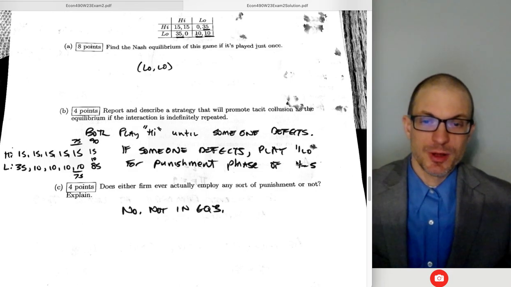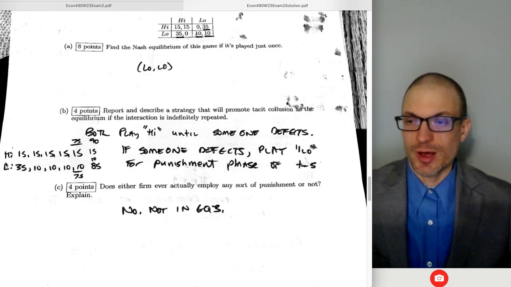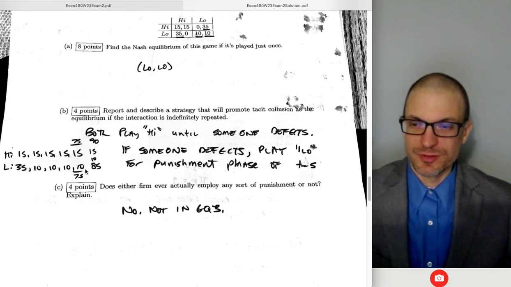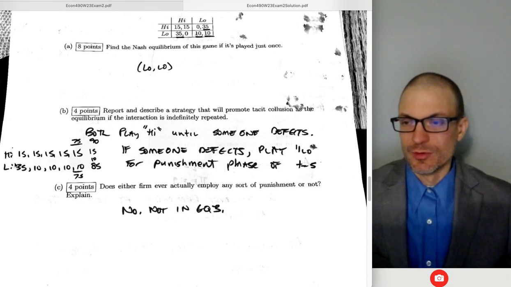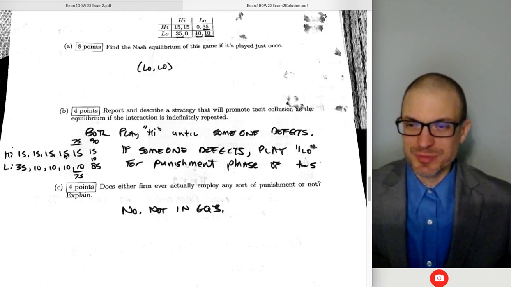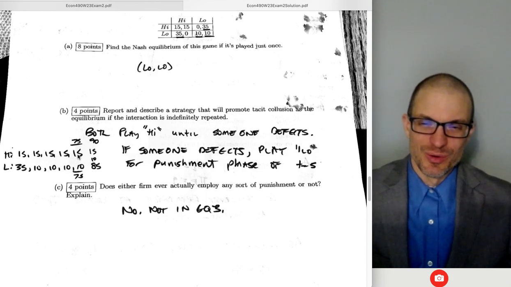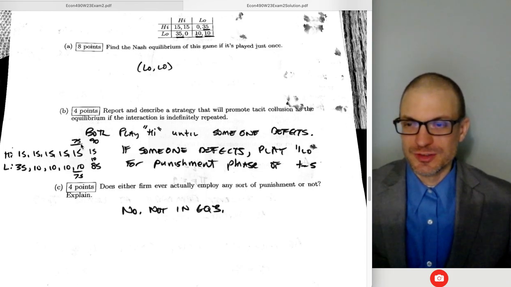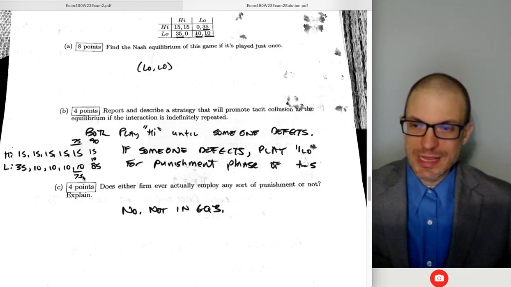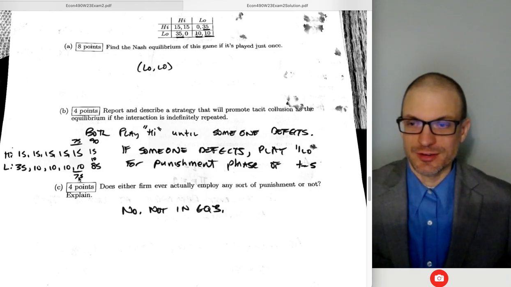Here's how we find the punishment phase of 5. I'm summing up the payoffs to continued cooperation, pricing high, versus defecting and getting 35 immediately, but then a stream of 10s for being punished, right? So 15 plus 15 plus 15 plus 15 plus 15, or 15 times 5 is what, 75? And then 35 plus 40, that's also 75. So 5 periods out, if we call this period 1, we're indifferent between defecting and not defecting.